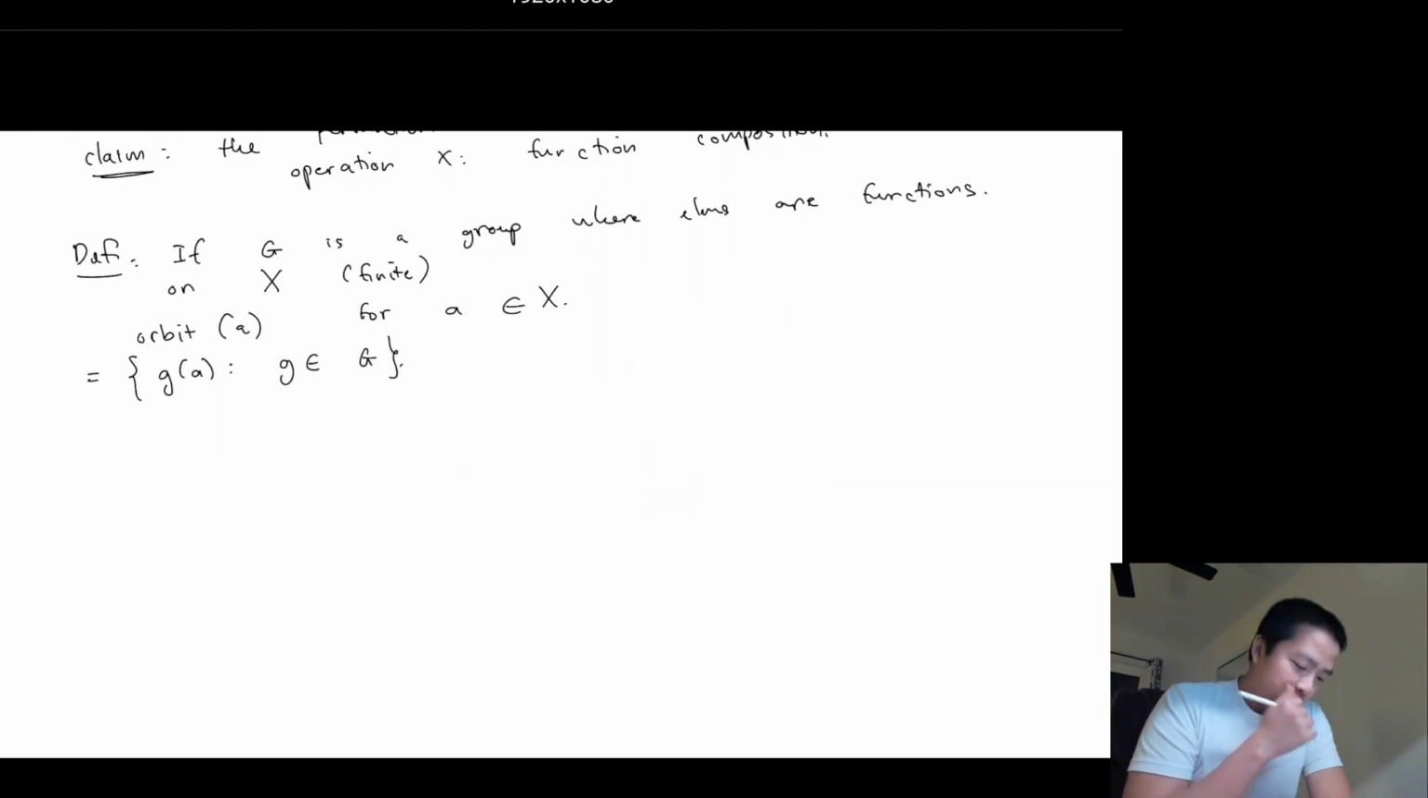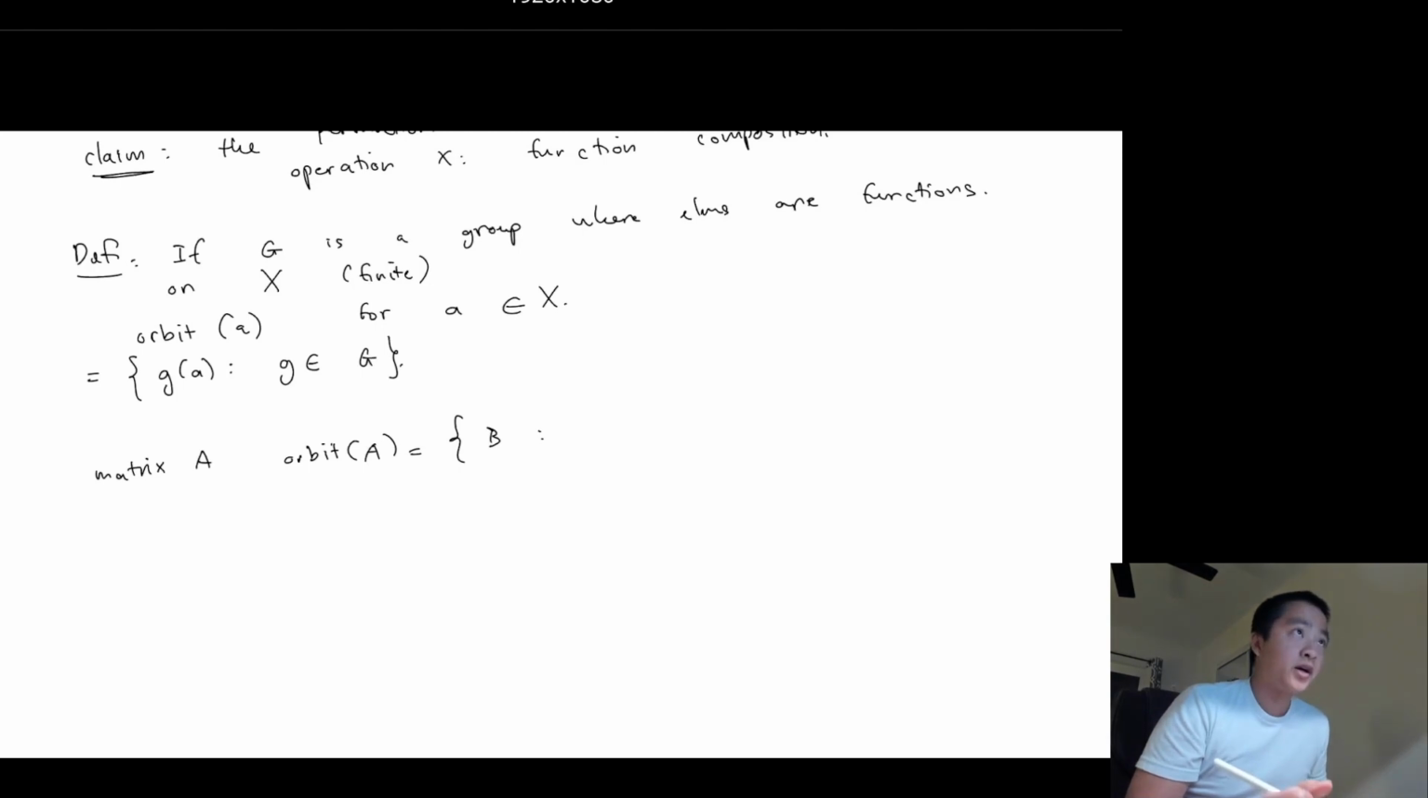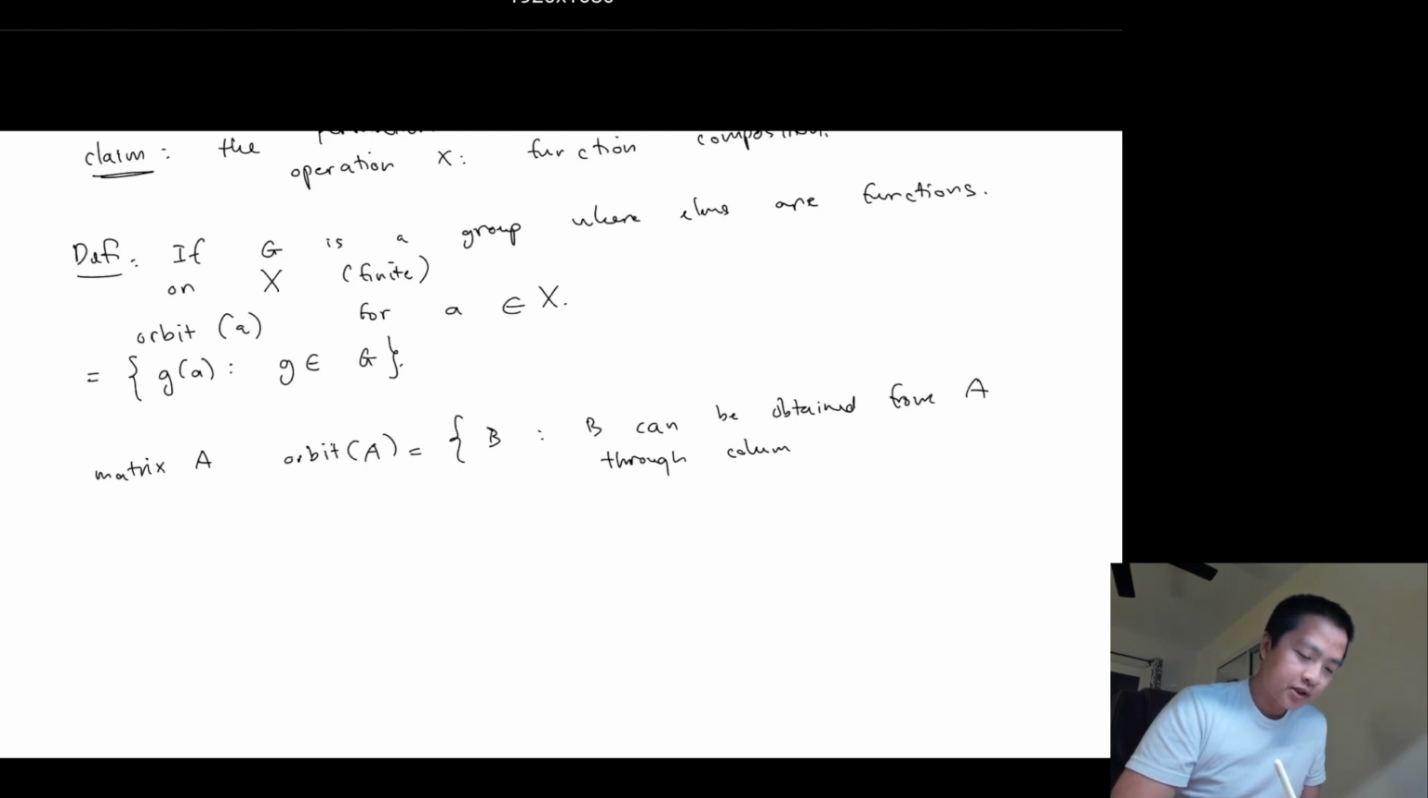So in our problem, for example, we have a matrix A, and the orbit of A is any other matrix B where B can be obtained from A through column and row exchanges.